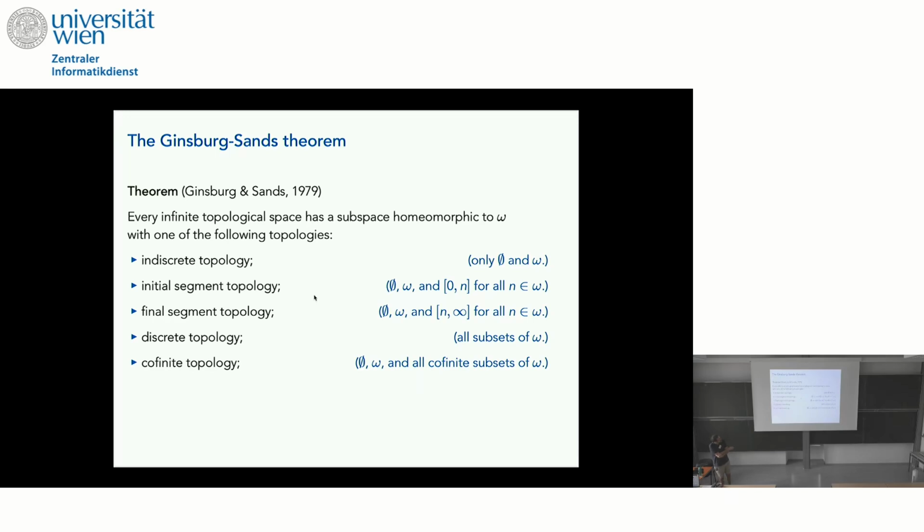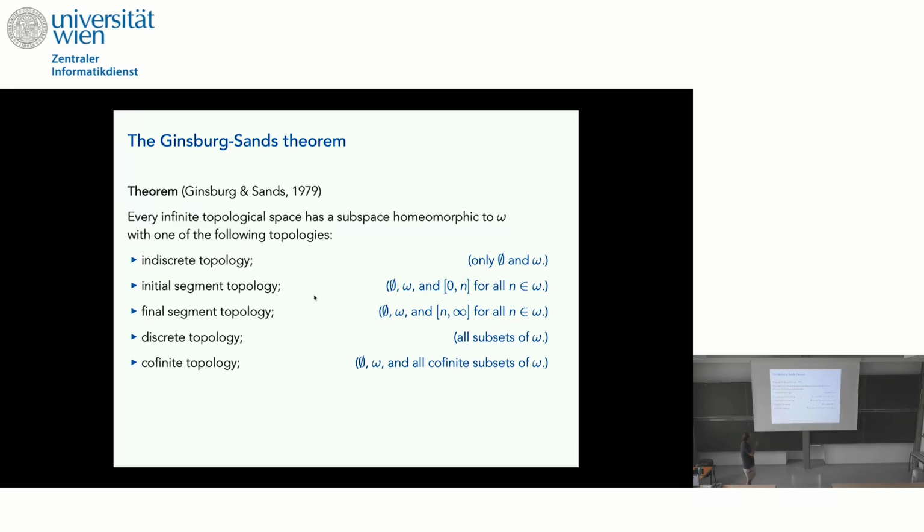So the open sets are, okay, there's always these, but then you have these half-open initial intervals. It could be the final segment, or co-initial segment, topology, where you have the complements of those intervals, the intervals from n to infinity. It could be the discrete topology, so everything's open. Or it could be the cofinite topology, so the non-trivial open sets are exactly the cofinite subsets of the natural numbers.